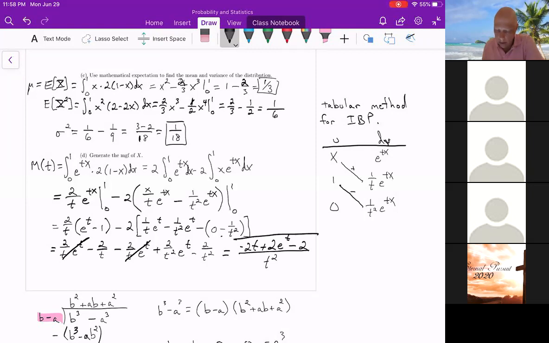And this is your MGF, which if you wanted, and it would be good practice, you could take the first and second derivatives, evaluate at 0, use the second minus the first squared in order to get your mean and your variance, and make sure that you get the same numbers that you got in part C.